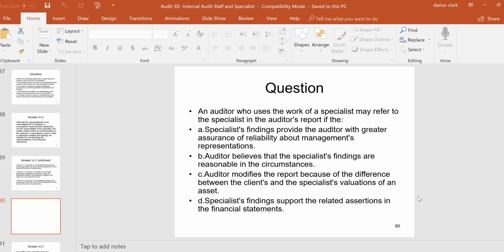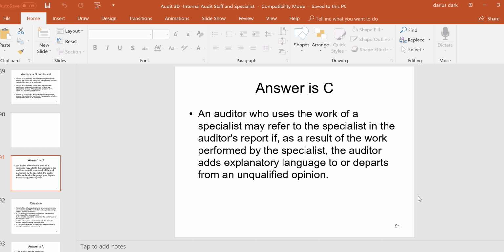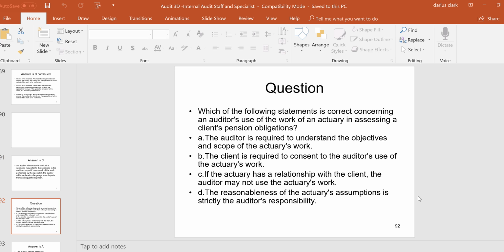But B, if the auditor believes the specialist findings are reasonable in the circumstances, no reason to modify the audit report. But we would include it in our audit documentation that we hired the specialist and the specialist findings agreed with the client. 92. Which of the following statements is correct concerning an auditor's use of the work of an actuary, that's a specialist, in assessing a client's pension obligation?